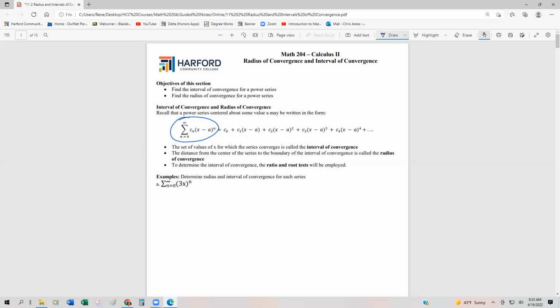Okay, so the interval of convergence essentially answers the question, where is the series convergent? For what set of values? And then the radius of convergence is going to be the distance from the center, wherever the function is centered about. So we're going to find two things for each of these: the radius and the interval of convergence. We're going to be using the ratio test and the root test for each of these. So let's see some examples where we can determine where these power series are going to converge.